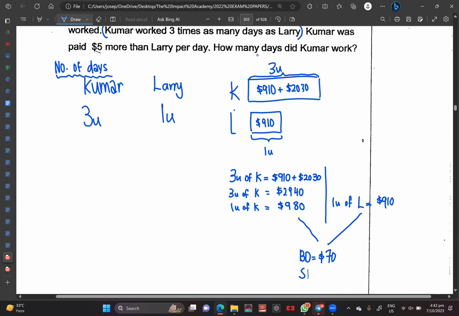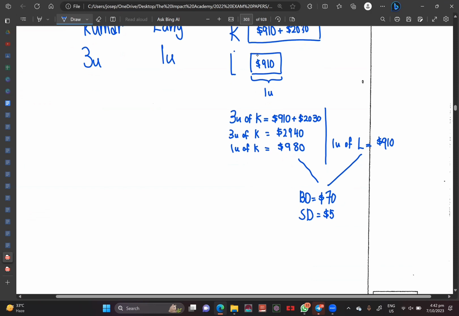I already know that my small difference is how much? $5. Agree so far? Yeah. Beautiful. Because the moment I have BDSD, all I need to do is to find my number of days. You all understand so far? Yeah. Now you think about this, before you even go on to this. Okay, maybe I will just write this down first.